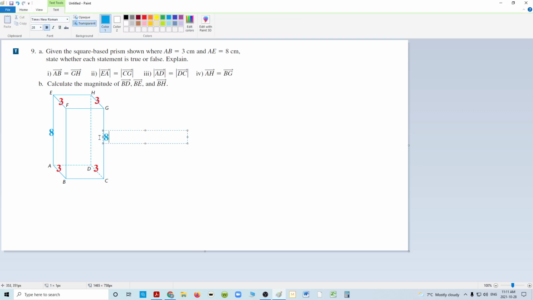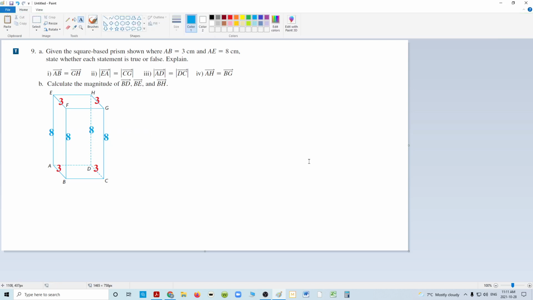Which means this is 8, which means this is 8, which means this is 8. And they state whether this is true. AB has the same vector as GH. So here's AB. Here's GH, the opposite direction. No, that is not true because it's opposite directions.